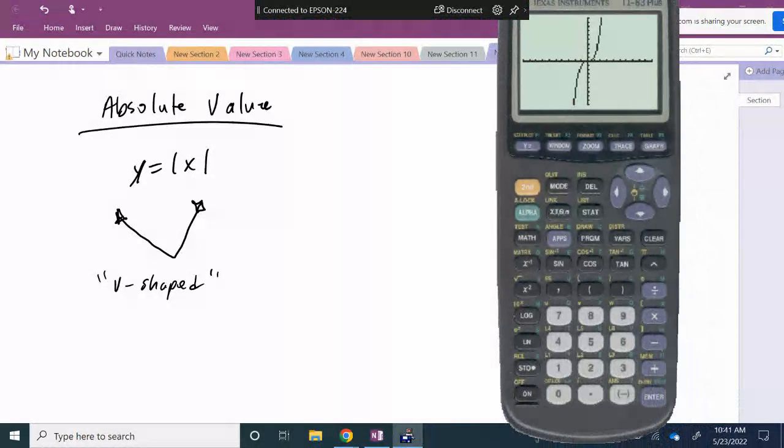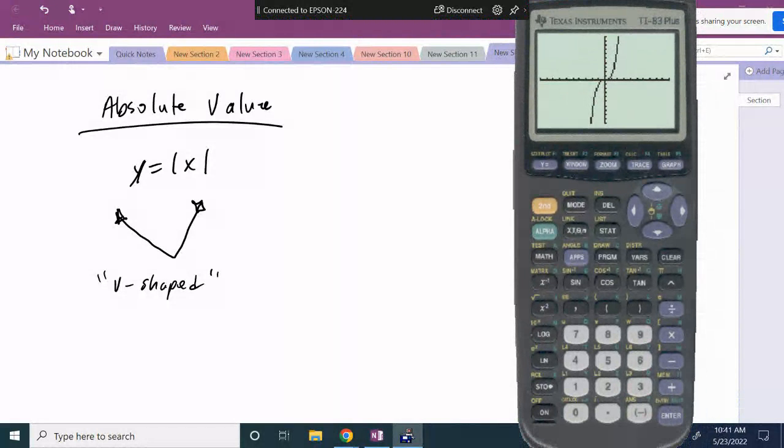Now, if you're graphing the absolute value on your calculator, the absolute value function itself is sort of hidden. So I'm going to go to y equals. I'm going to clear out that equation. I'm going to go into math. Under math, I'm going to scroll over to number. And under number, you see ABS, which is short for absolute value. I'm going to hit enter.